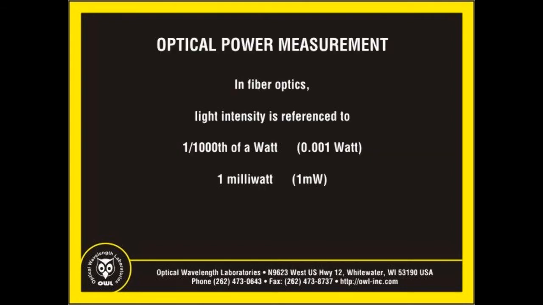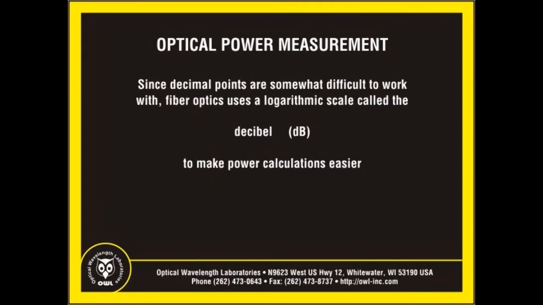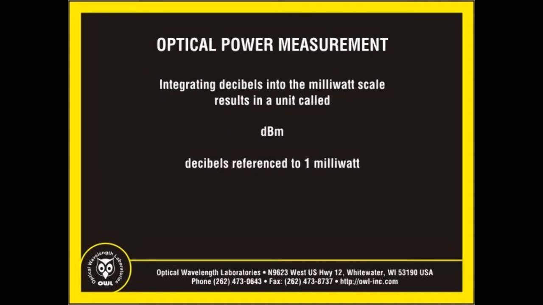The same goes for fiber optics, except the light intensities are referenced to 1/1000th of a watt, or 1 milliwatt. In other words, just as all light bulbs are compared to 1 watt, all fiber optic light sources are compared to 1 milliwatt. However, working with decimal points can be somewhat difficult, so fiber optics uses a logarithmic scale called the decibel, or dB, to make calculations easier to understand. When integrating decibels into the milliwatt scale, we end up with a measurement unit called dBm, which is also referred to as decibels referenced to 1 milliwatt.